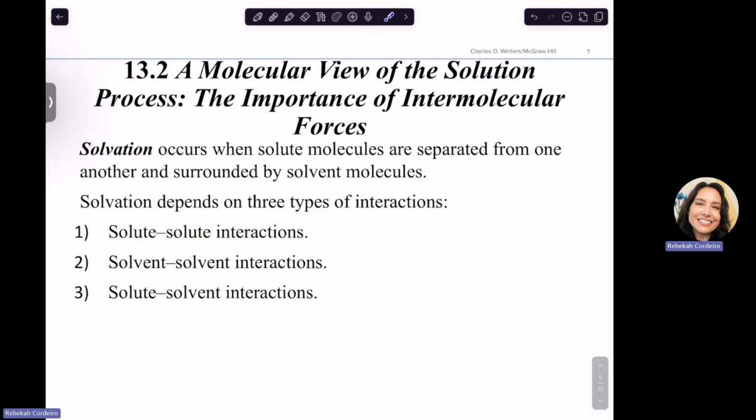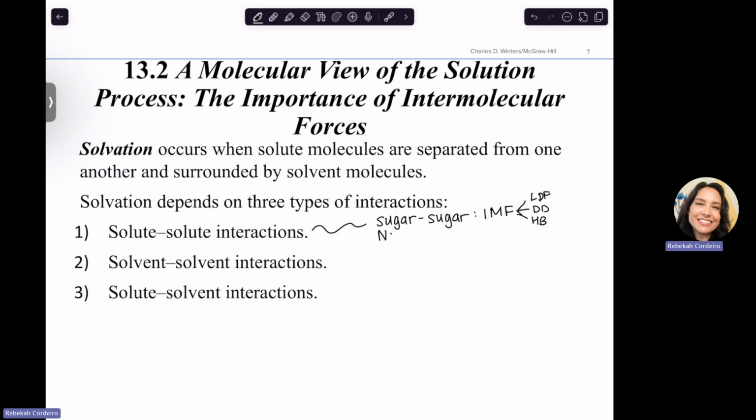When we're talking about dissolving something, we have to consider the interactions. Solute-solute interactions. Let's look at that. So if I had sugar and sugar molecules interacting with each other, they would have intermolecular forces. They're IMFs. Sugar actually has London dispersion forces, dipole-dipole forces, and hydrogen bonding, because it's got some hydrogens attached to some oxygens.